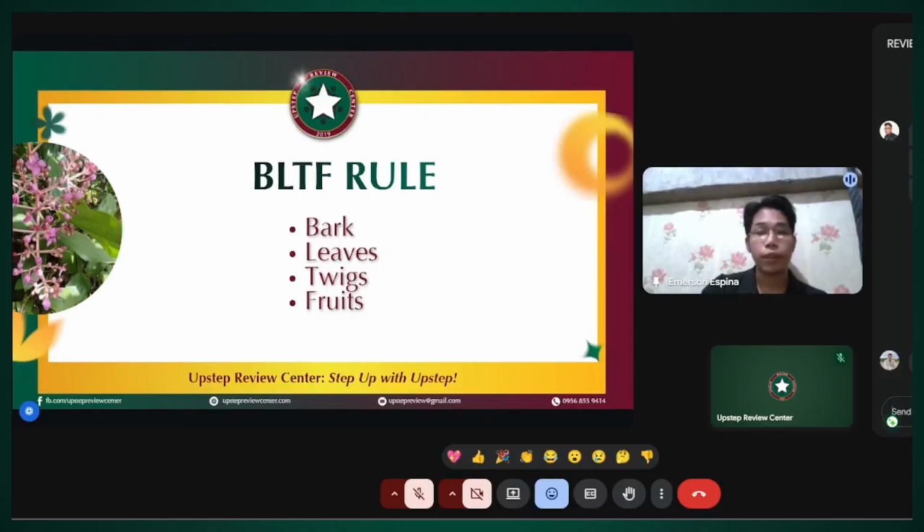Is there a leaf? L for leaves. Are there twigs available? T stands for twigs. And then is there a fruit or flower available? This simple framework helps every forester organize their observation during the field identification.